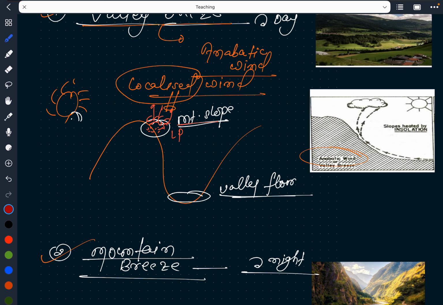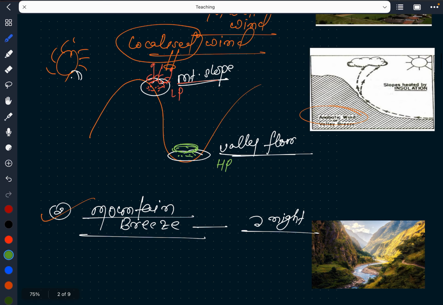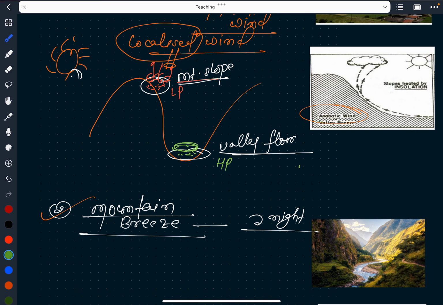Now see what will happen at the valley region. Here the air above the valley floor is relatively cooler. See, the word relatively is very important. Relatively cooler. So the cooler air is dense and heavy, and dense and heavy air will cause what types of pressure? It will cause a high pressure system above it. So at one place we have low pressure, at another place we have high pressure. Low pressure is at the mountain slope, and high pressure is at the valley floor. So as per the rules, due to pressure gradient force, the air will start moving from high pressure to the low pressure area.